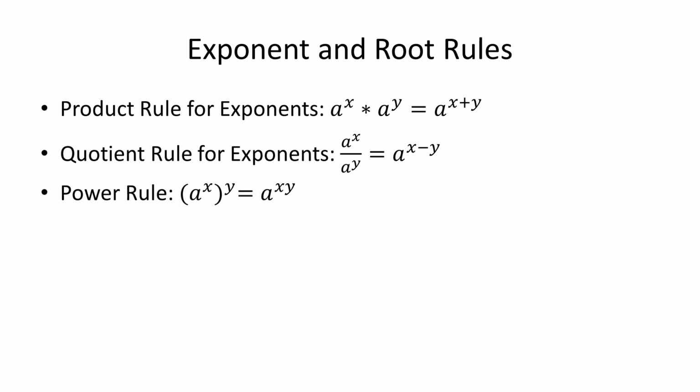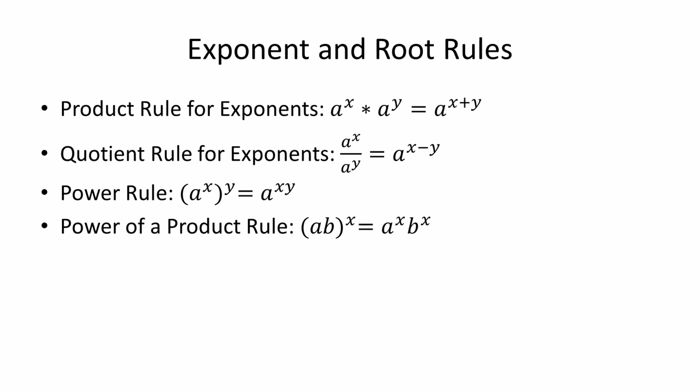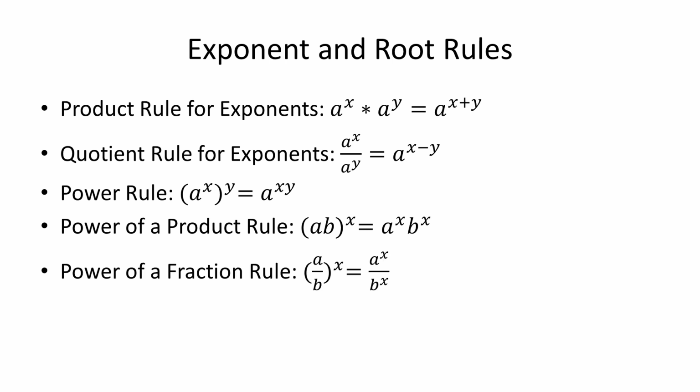The power rule states that (a to the power of x) to the power of y is equal to a to the power of xy. The power of a product rule states that (ab) to the power of x equals a to the power of x times b to the power of x. The power of a fraction rule states that (a over b) to the power of x equals a to the power of x over b to the power of x.